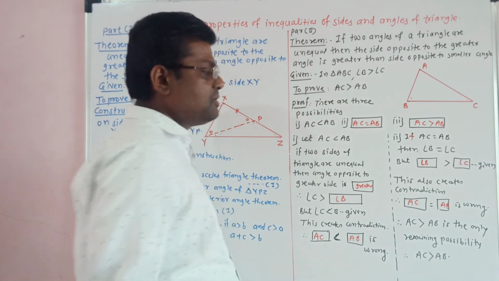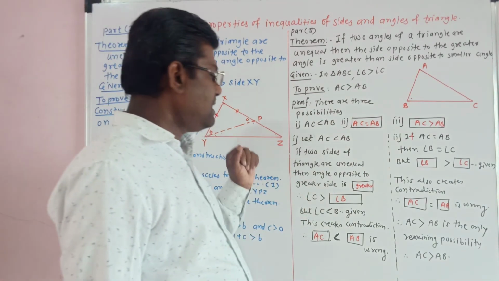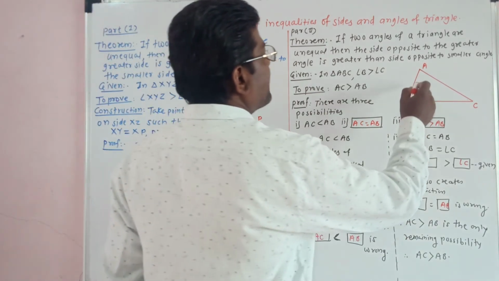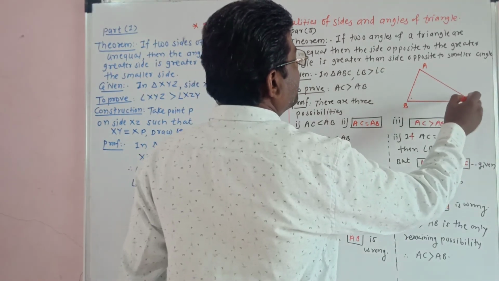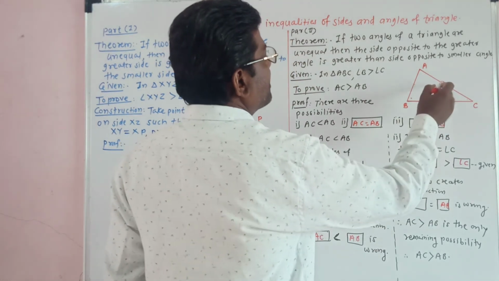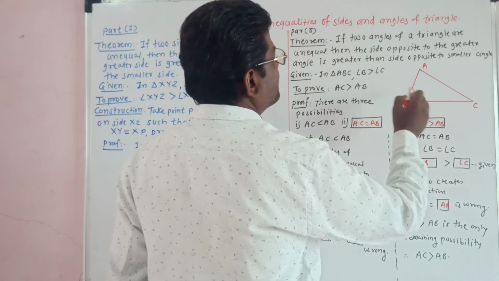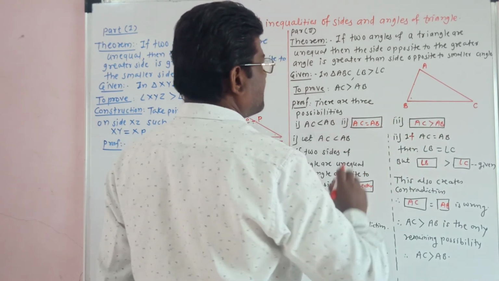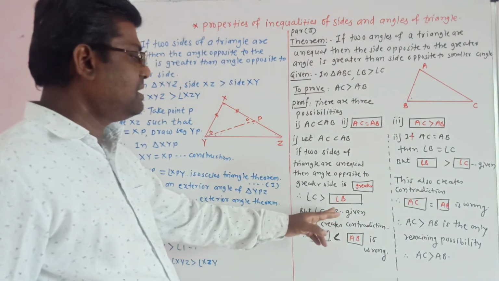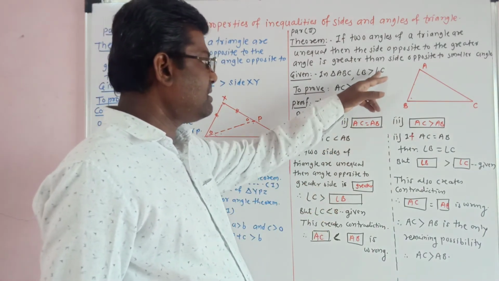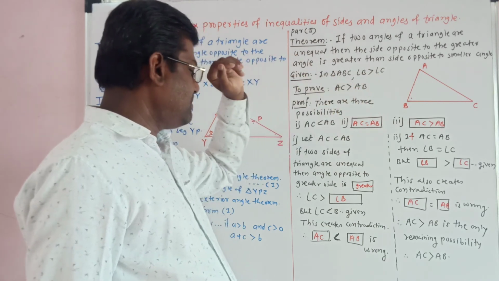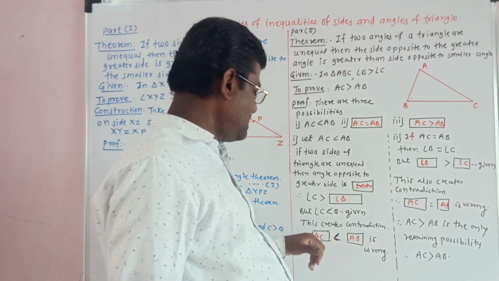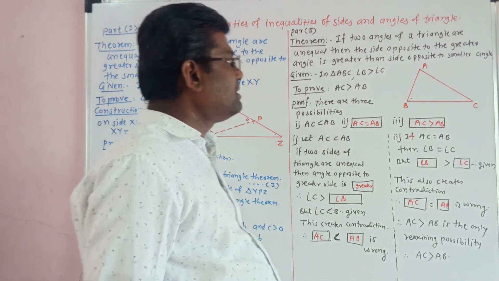If AC is less than AB, that is AB is greater and AC is less, then since if two sides of a triangle are unequal the angle opposite to the greater side is greater, here the greater side is AB, so the angle opposite to AB is angle C, and the smaller side is AC, so the angle opposite to it, B, is smaller. Therefore angle C is greater than angle B, but it is given that angle C is less than angle B. This creates a contradiction. Therefore our assumption AC less than AB is wrong.